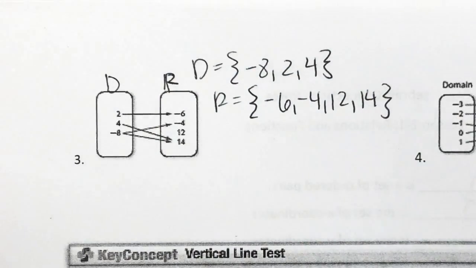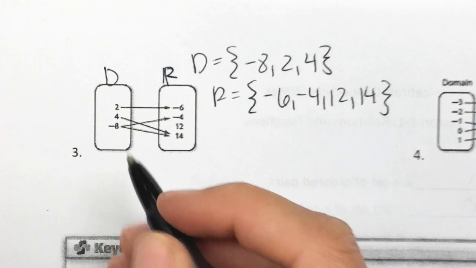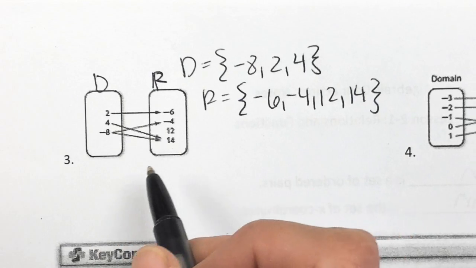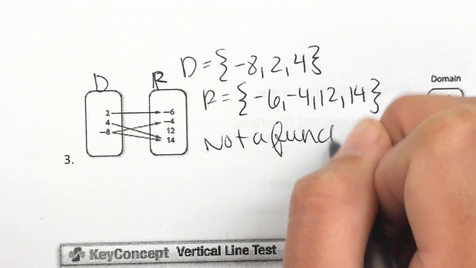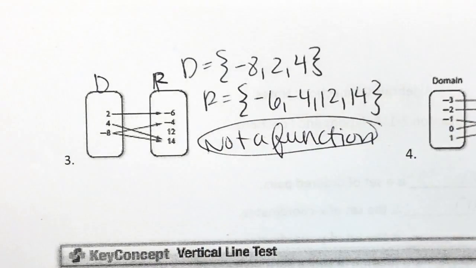Alright, can somebody tell me if this is a function or not? Yes, Eric. No. Why? Because there's two numbers going to one. Yes, on the domain. I get what you're saying. So the 8 is going to -4 and 14, right? So it's not a function. Very good. Questions about that?